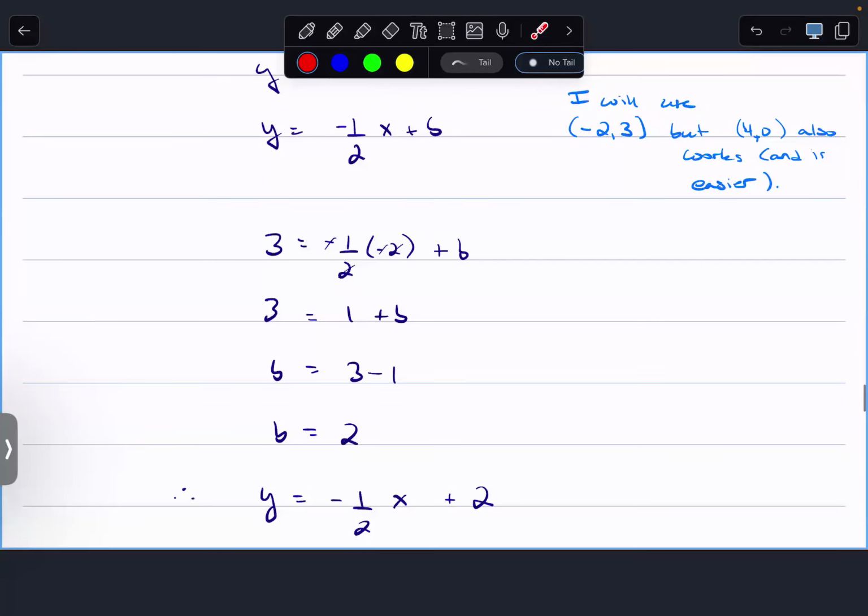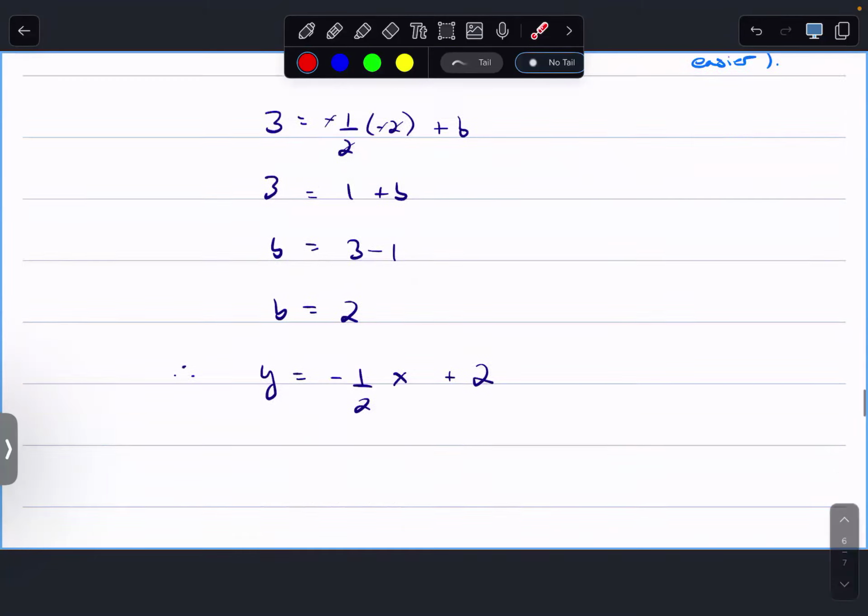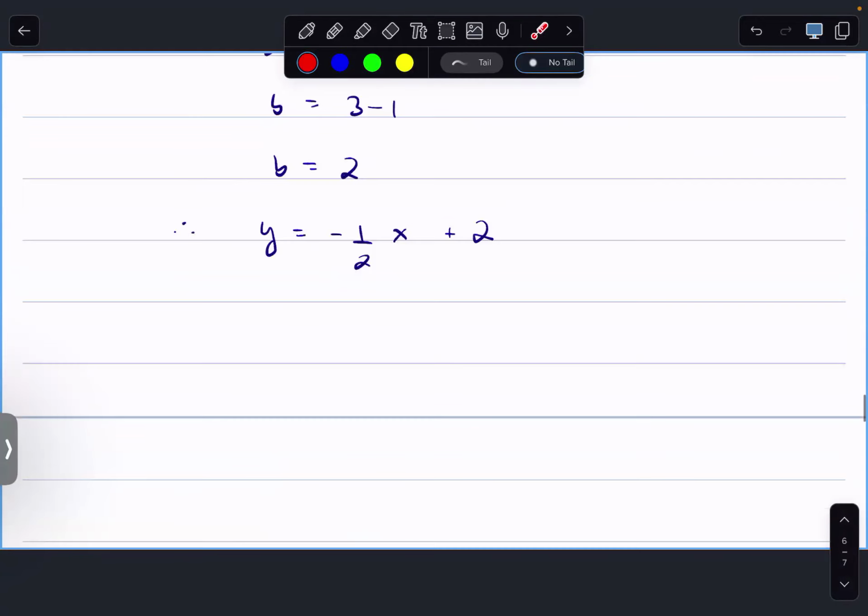You could do a quick run through of (4, 0), meaning the y would be 0. Right? 0 is -1/2 times 4, which is -2 plus b. Solving for b, I can add 2 to both sides and I get b equals 2 again. So either way, you would get to the same spot.